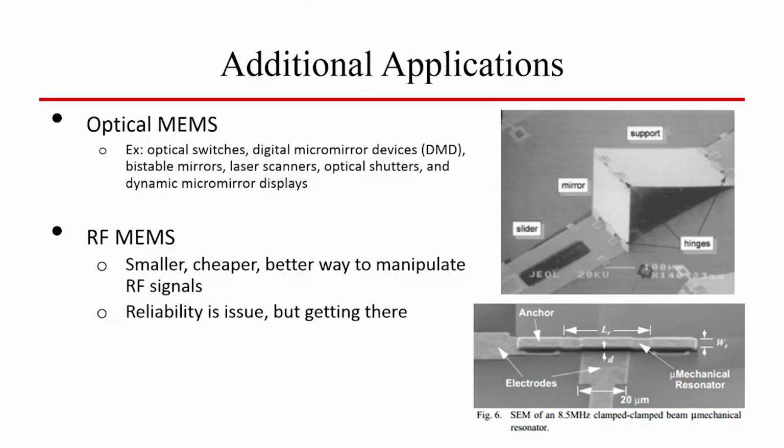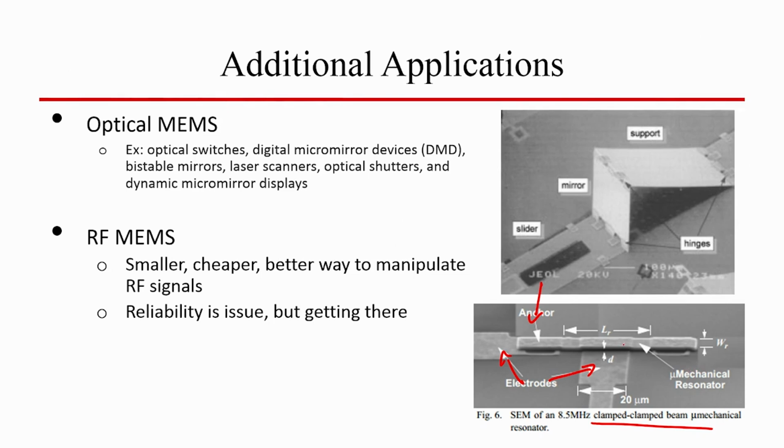It can be smaller, cheaper, better, and then there is a reliability issue, but getting there, there is a lot of failure while fabricating the device. But if you see the slide, what you observe is a clamped beam micromechanical resonator. This beam is clamped from 2 different regions, and this is the anchor.